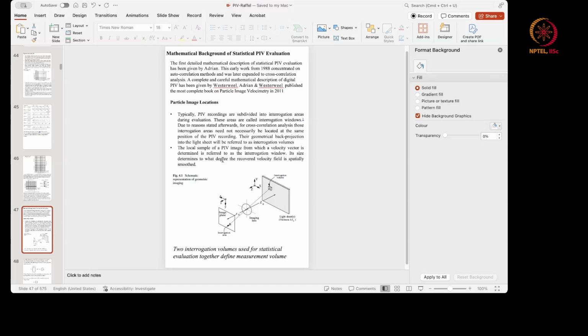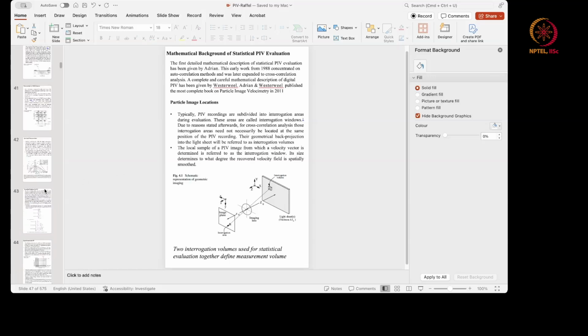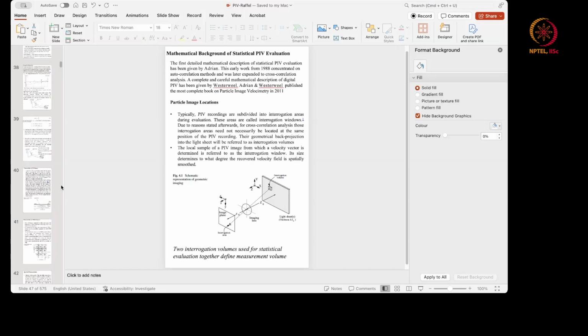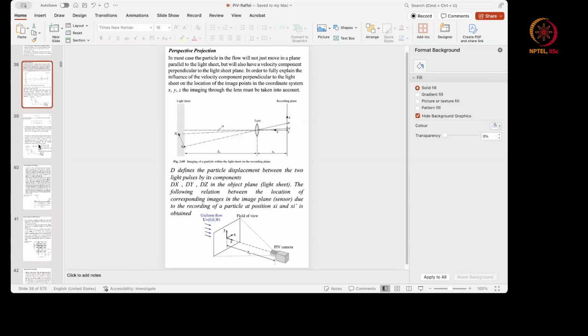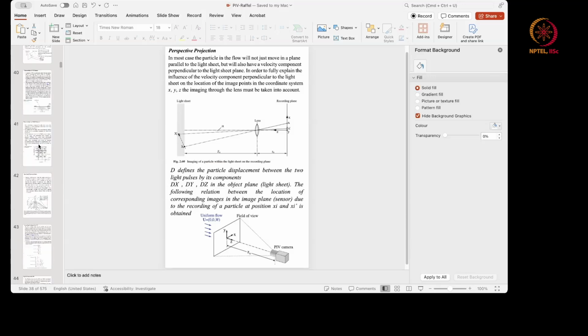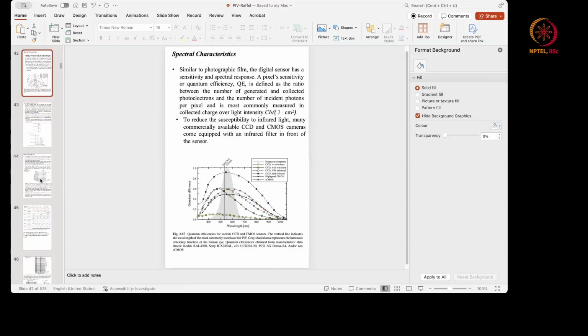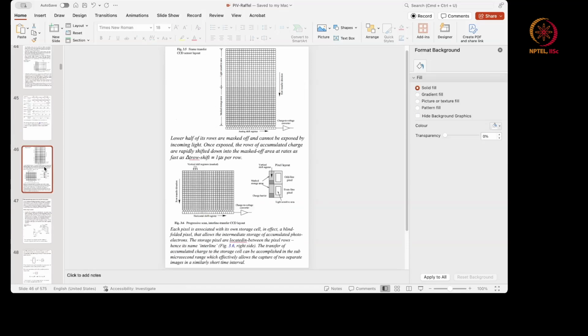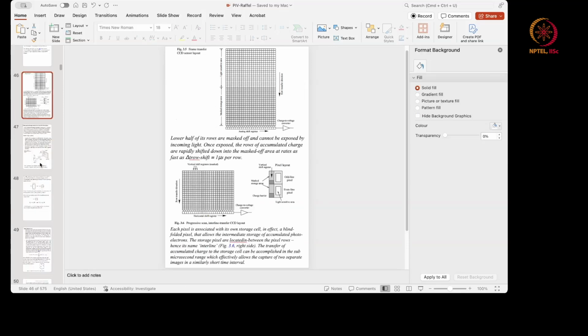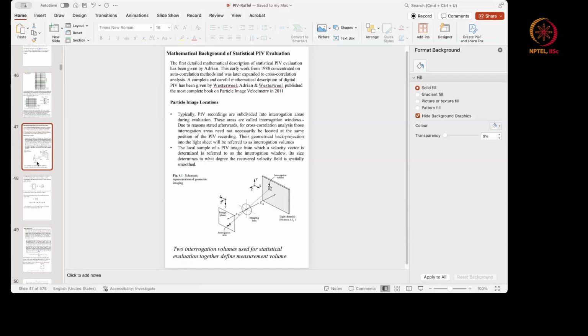Okay, so we stop here, and please go through this lecture properly. We have covered a lot, from perspective projection to the sensors that are used, to the definition of quantum efficiency, how the charge transfer actually happens, and what the different modes of charge transfer are, especially the interline and the full frame transfer. So you should look into all of these things before you move on to the next.